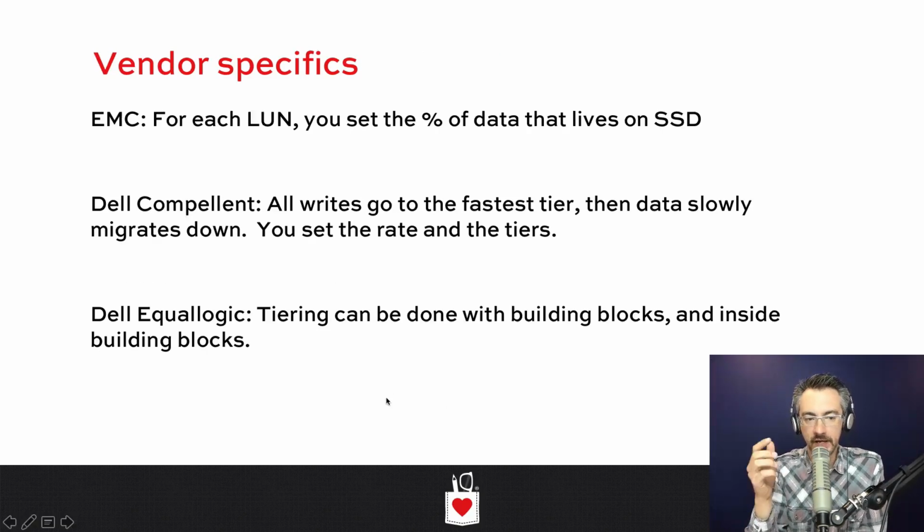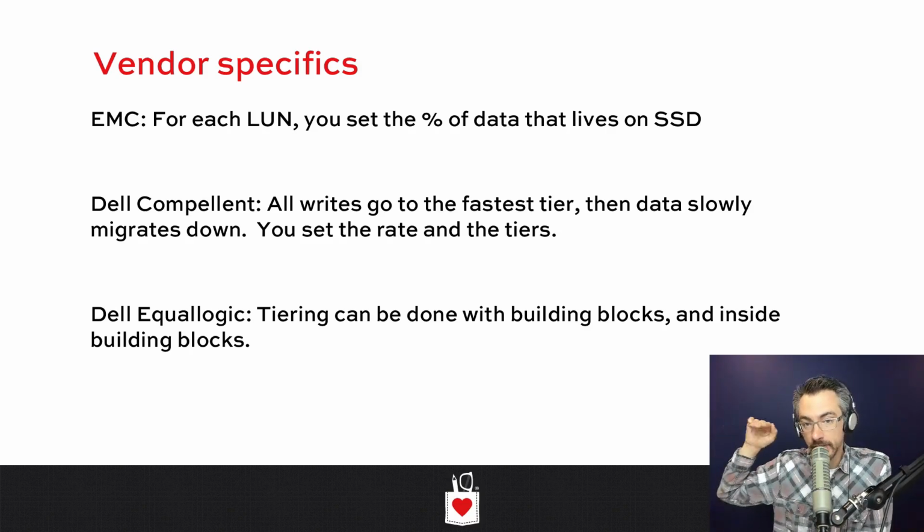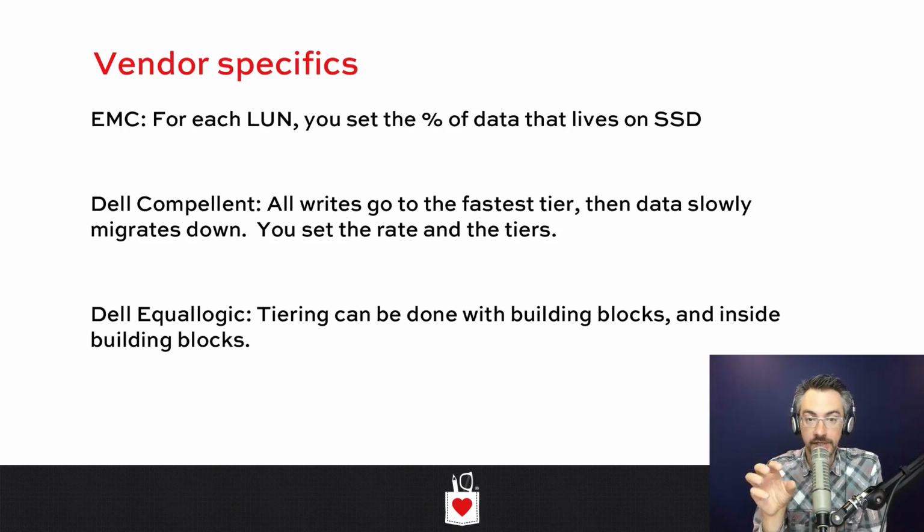Now, depending on which vendor you have, this determines the exact implementation. For example, with EMC, you get to pick what percentage of a given LUN lives on solid state. With Dell Compellent, every write starts out on the fastest tier and then gradually ages down as that data is read less and less often. NetApp only uses the solid state for caching. So they have this fast cache where it's used to satisfy reads, it's just not used at all for writes. You're going to have to go check what kind of vendor you have for your storage, and then that tells you how it's implemented.